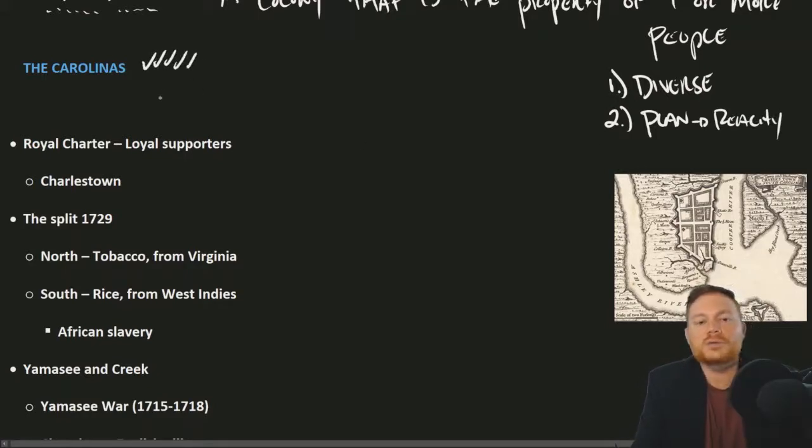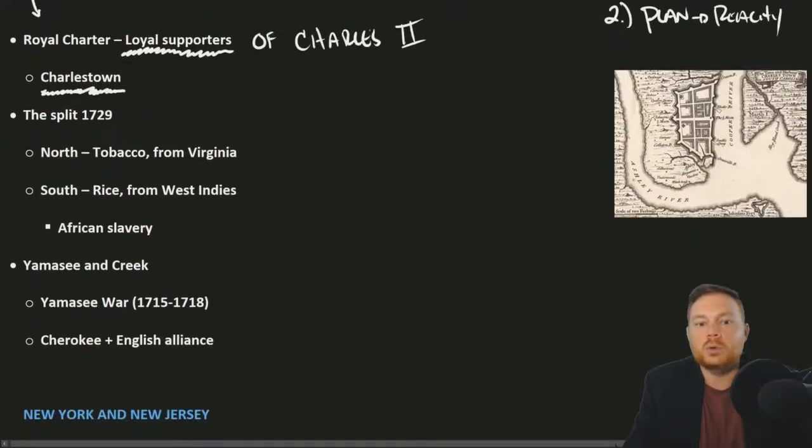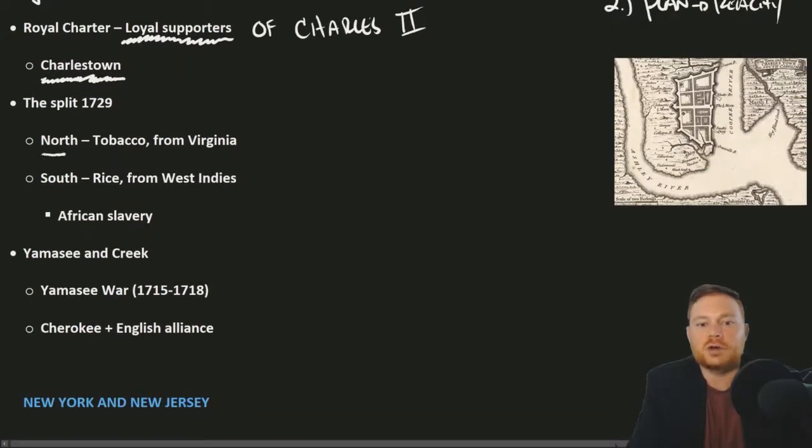So the Carolina colony was created by a royal charter to reward loyal supporters of Charles II, right? To help you remember, the capital of the Carolina colony was named Charlestown. How appropriate. However, the Carolina colony was rather big, and it ended up devolving mostly into 2 separate parts. A split between the northern part of the colony, which would later become North Carolina, and the southern part of the colony, which would later become South Carolina.